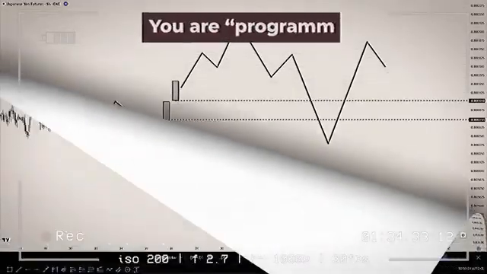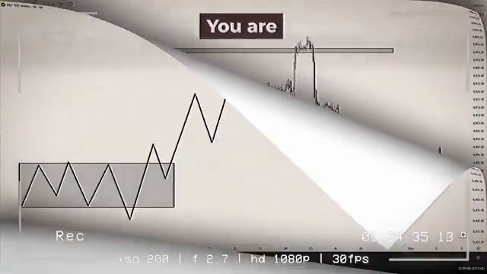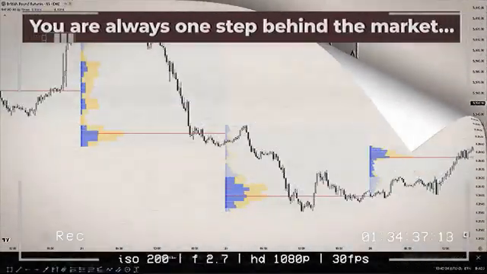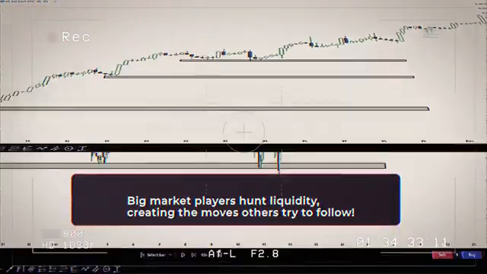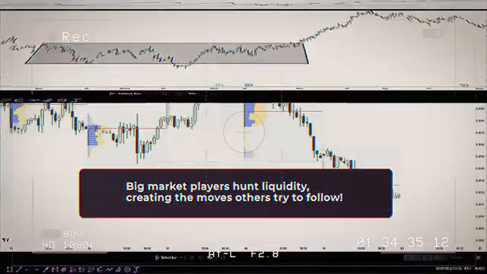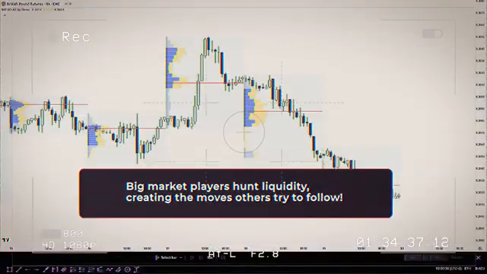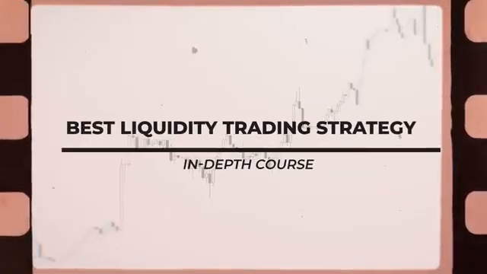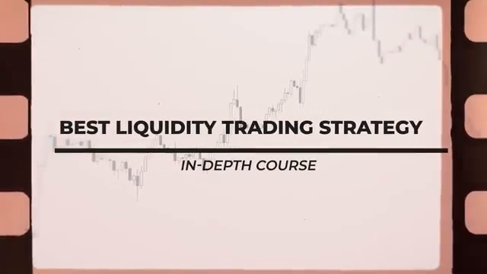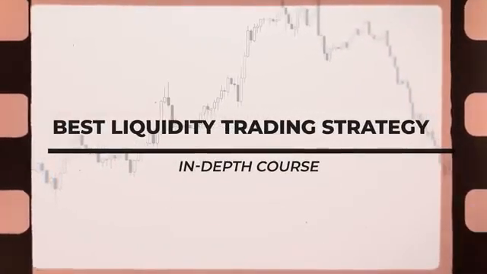You are programmed to always chase price, always one step behind the market. That's because the big players hunt liquidity, creating the moves others try to follow. Today I'll teach you how to spot and trade liquidity, just like the pros.